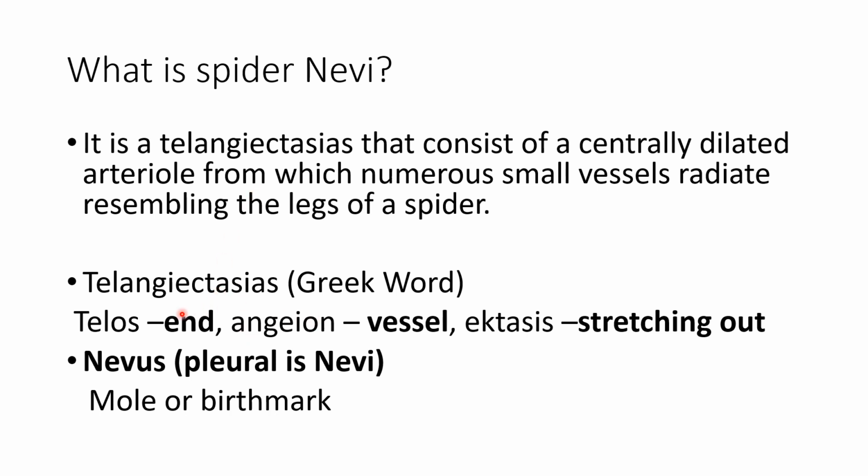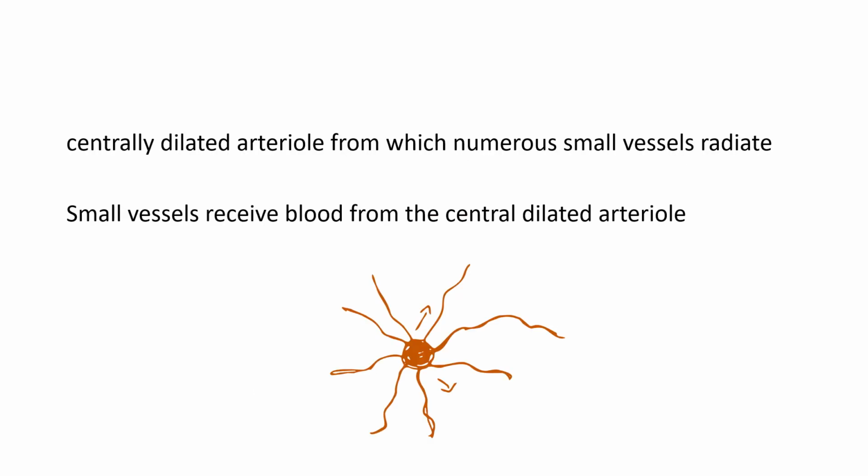Telangiectasia is a Greek word where telos means end, angion means blood vessel, and ectasis means stretching out. So when we say telangiectasia, it means there is a blood vessel which appears to be stretched. Nevi or nevus means a mole or a birthmark. So you have a red mark that appears like a spider. That is what spider nevi is.